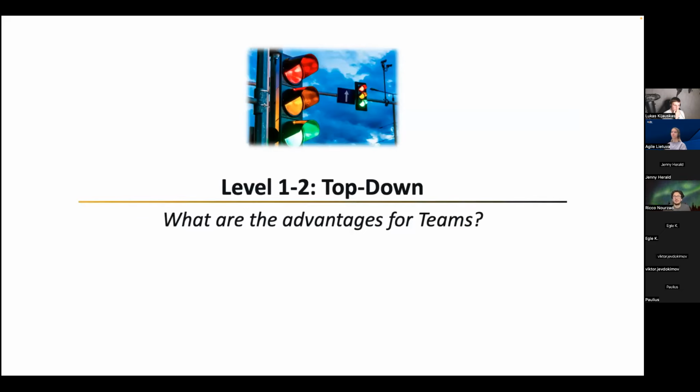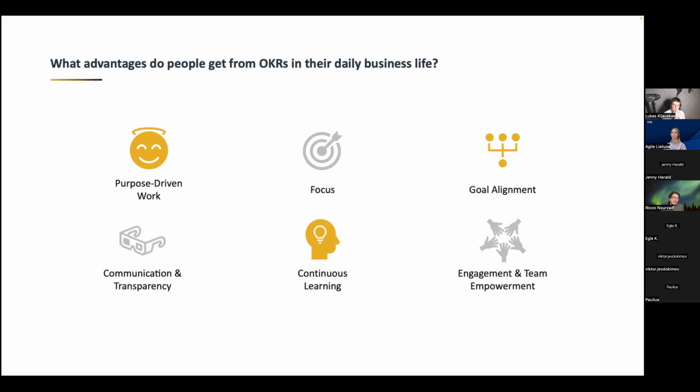Then I also brought a very short second-level one, so 1.2, which is the top-down approach. And this is most likely more for department leads, the C-level or senior management. So I keep it very short because I think 1.1 is more common. So what advantages do people or teams get by using OKRs? On the one hand, it's more purpose-driven work. If I know what puzzle piece I play within the big picture, and if I can also set up my own goals and contribute to the overall strategy, then it's more purpose-driven work.